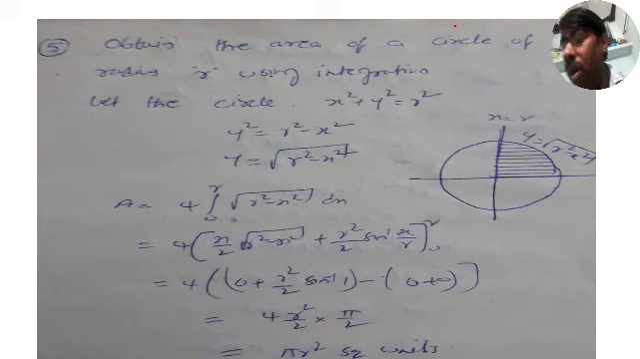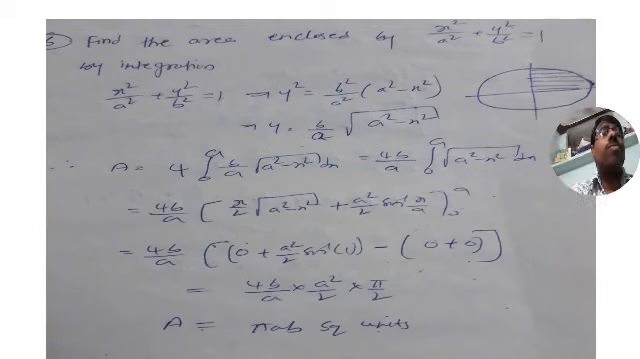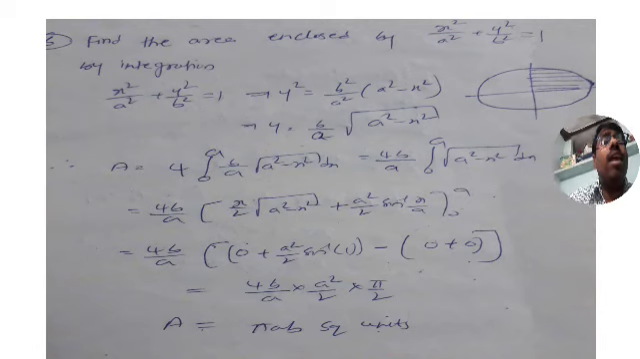Quickly let us move to the next problems so that we can finish more and more problems here. And this is the problem now. My sixth problem is: find the area enclosed by x square by a square plus y square by b square is equal to 1 by integration. Find the area enclosed by the ellipse x square by a square plus y square by b square is equal to 1 by integration. We know area of an ellipse is pi AB.